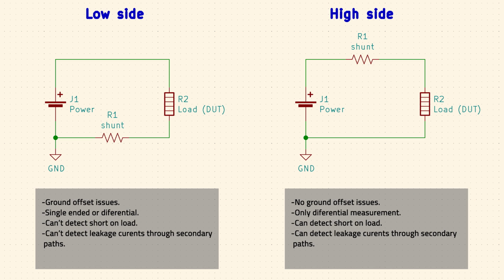Another thing that might be important: in a high side configuration, you have the ability to detect a short on the load, while on the low side configuration, you can't do that. Also, in a low side sensing configuration, you are not able to sense and account for additional leakage currents through stray secondary paths from the load to ground. And this list might not be complete, there might be other differences to consider between these two topologies, but these are just the things I have encountered and considered in my own designs.